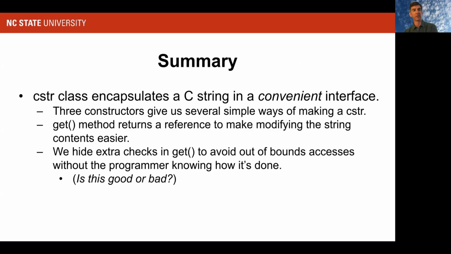Okay, so in summary, this CString class encapsulates a C string in a convenient interface. We have 3 constructors that give us several simple ways of making a CString object. The get method returns a reference to make modifying the string contents easier. Because it returns a reference, I can either read or write to the array. And the extra checks in get to avoid an out of bounds access are totally hidden. If it is out of bounds, we just return a reference to dummy, and those out of bounds accesses get taken care of in a kind of neat way.